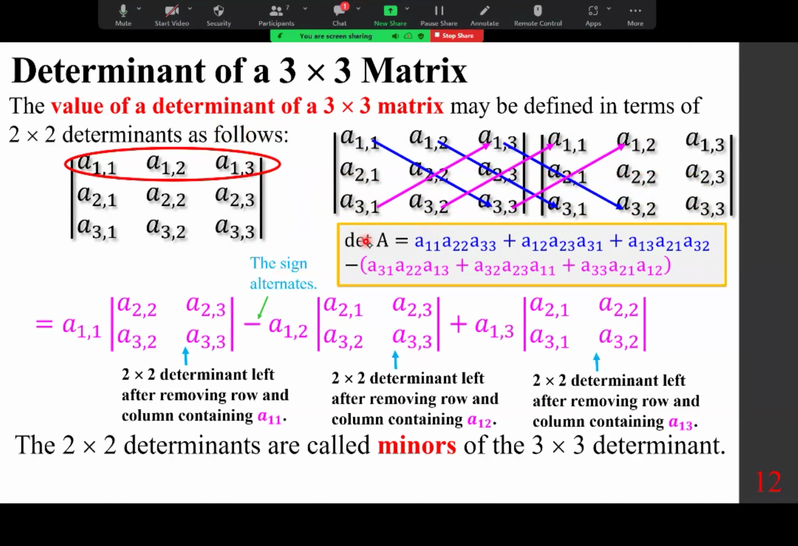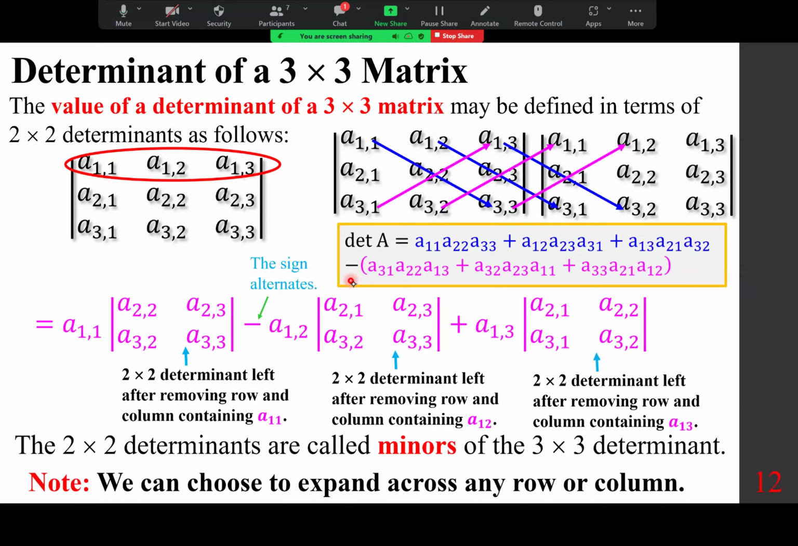So determinant of A is, look at the blues, A11, A22, A33, and the next and the next. We add them up. Look at the purples, we add them up. But the blues take a positive sign, this one takes a negative sign. This is the second method. And note, we can choose to expand across any row or column. Now, more on this sign as far as the terminology is concerned.